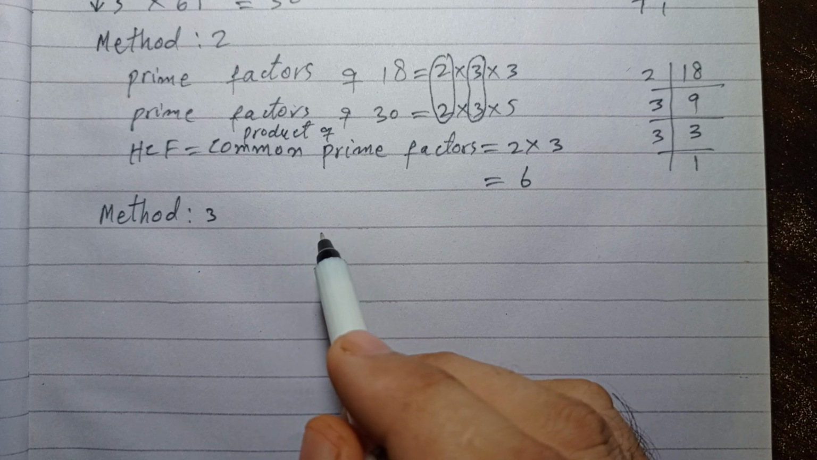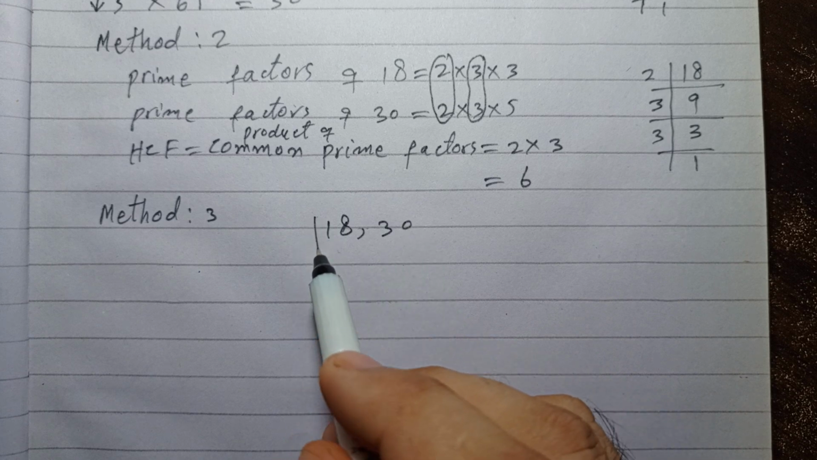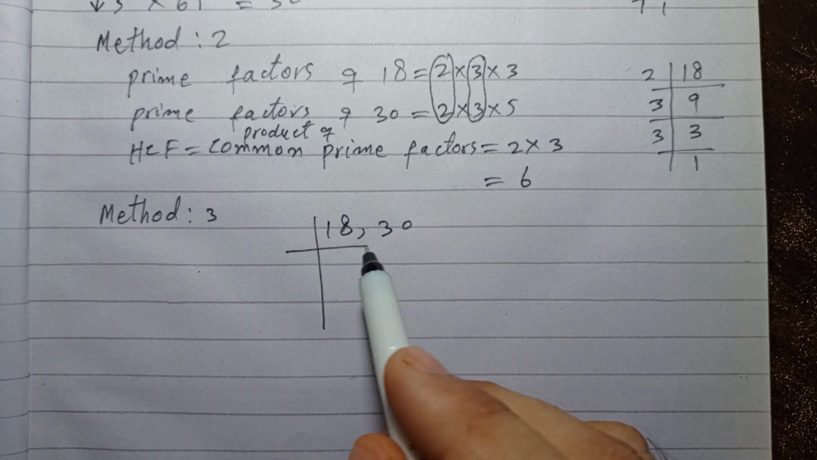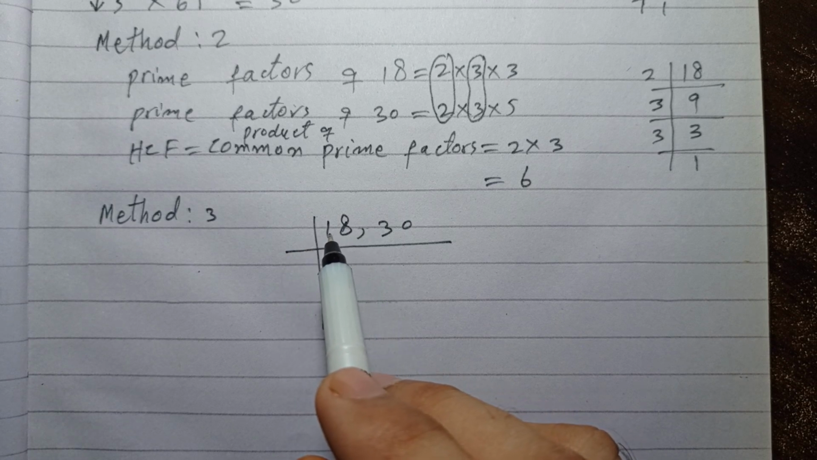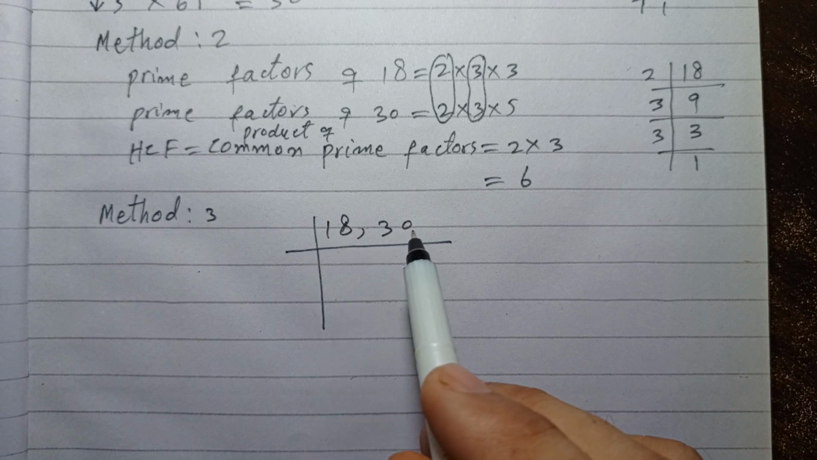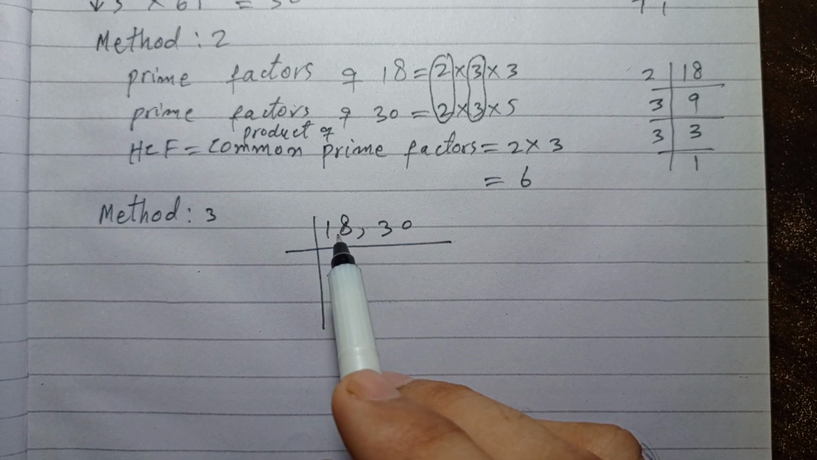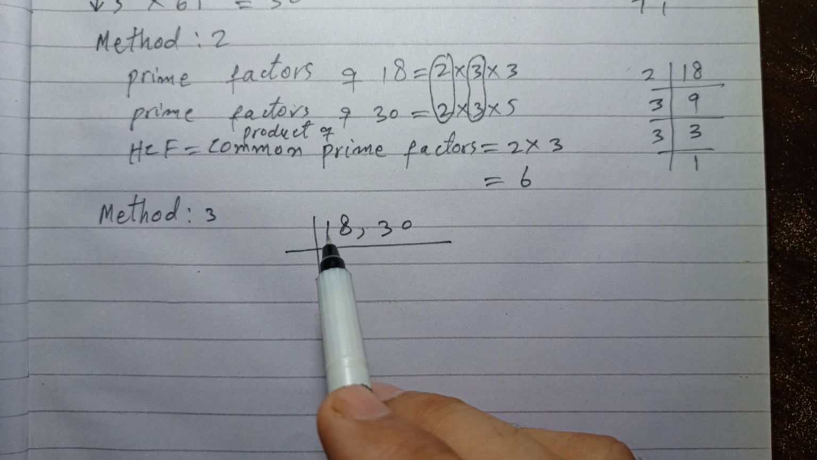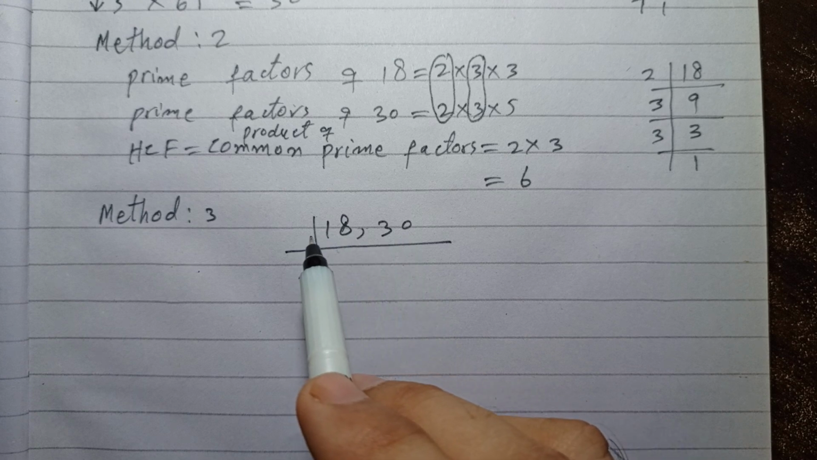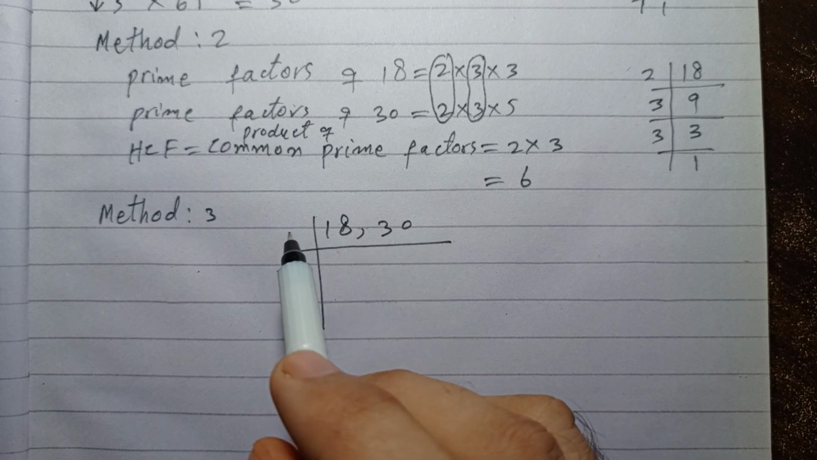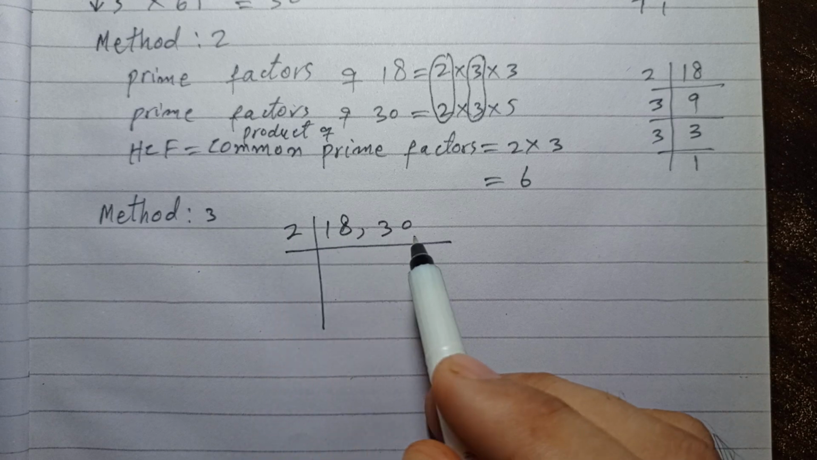For this purpose, for 18 and 30, you have to find the HCF by this method. In this method, you will find a prime number that can divide both 18 and 30. If there are only two numbers, you will find a prime number that can divide both. Or if there are three numbers, then you will find a prime number that can divide all three. Now here are two numbers, 18 and 30. You will see that 2 can divide 18 as well as 30.